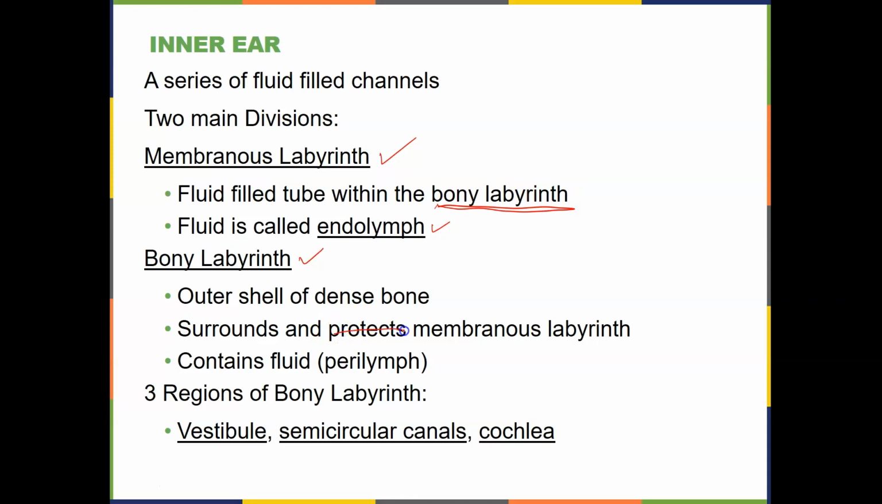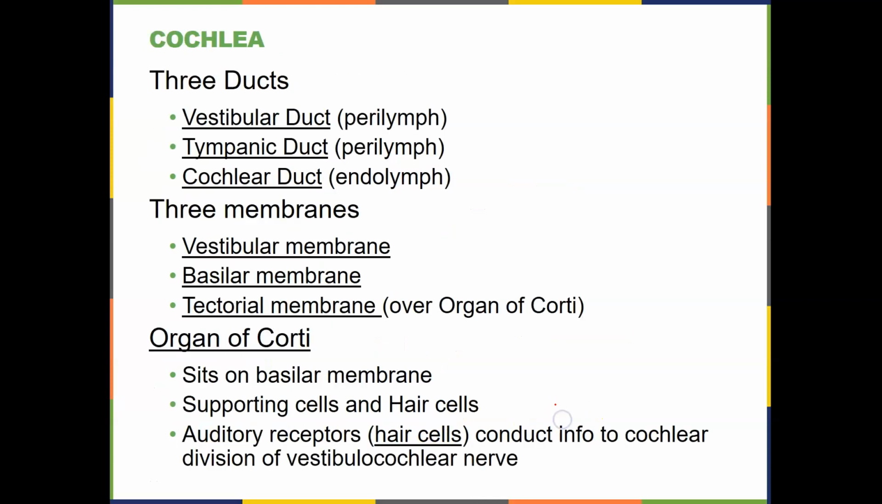It protects the labyrinth. Oops, sorry, didn't mean to cross that out. I meant to underline it. Protects the labyrinth. And it contains a separate fluid called perilymph. Now, there are three regions to the bony labyrinth: the vestibule, the semicircular canals, and the cochlea itself.